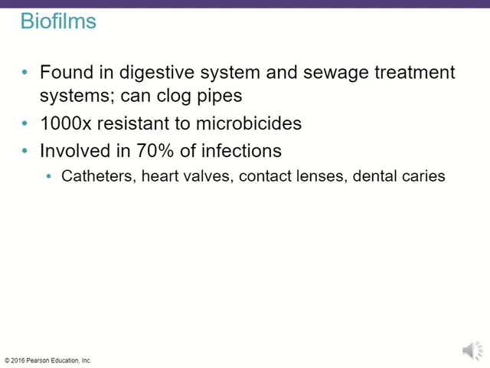As far as where biofilms are found, they can be found in the digestive system as well as in sewage treatment plants. And as biofilms are formed by microbes, they can clog pipes. They are 1,000 times more resistant to microbicides, or things that would kill microbes on their own. And they are typically involved in around 70% of all infections involving catheters, heart valves, and other important devices and parts of the body.